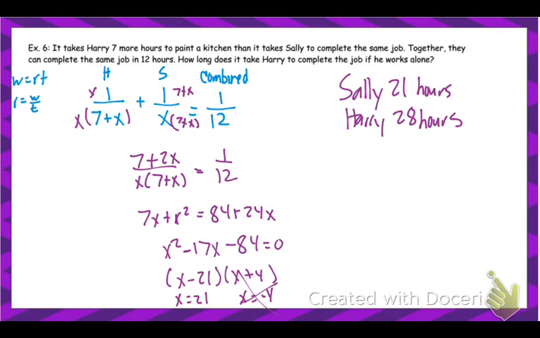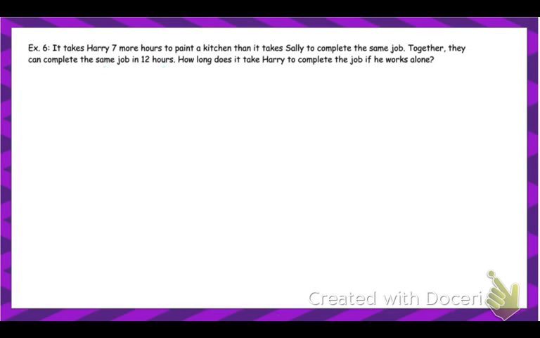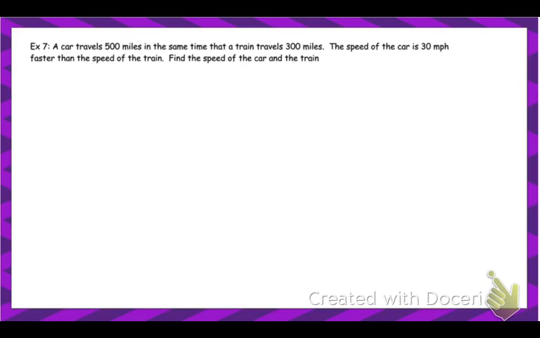All right, so we'll look at another one that involves these rates and times. So this one, again, instead of looking at work, we're going to look at distance. So a car travels 500 miles in the same time that a train travels 300 miles. The speed of the car is 30 miles per hour faster than the speed of the train.